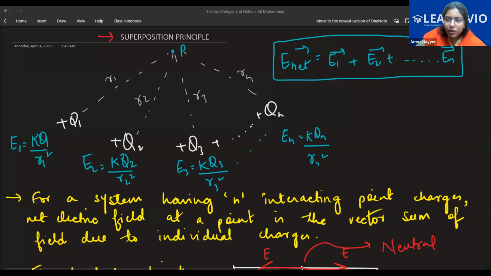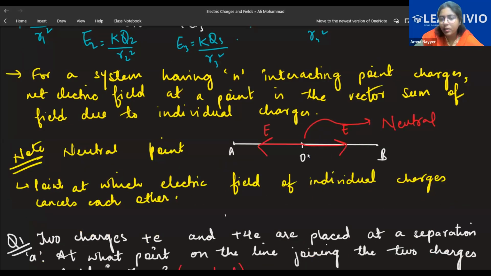Okay, and one more thing that I told yesterday was that if we are calculating the net electric field, or net force, and it comes out to be zero, means both the fields are cancelling each other, both the forces are cancelling each other. We say that this point that we have obtained is called a neutral point. So the point at which the individual electric fields due to individual charges cancel each other is termed a neutral point. Like one question I discussed, which you missed.